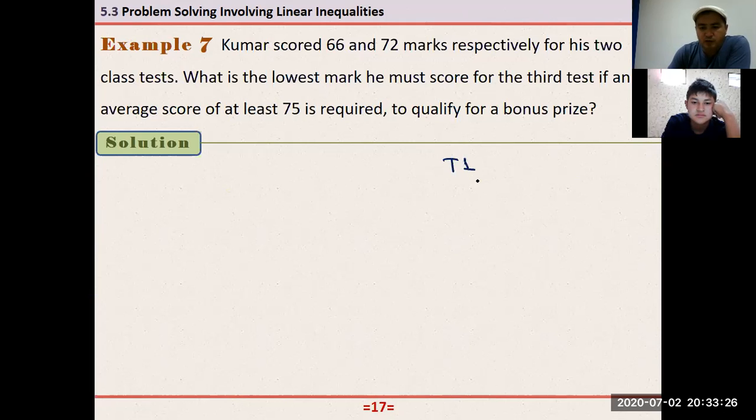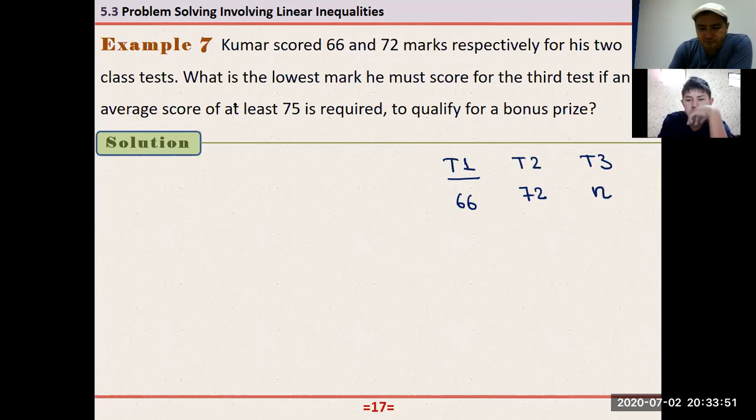Mana bu test 1. Let's say he actually took 2 tests. This is test 1 and test 2. And here we have he's going to take the 3rd test. In test 1, he scored 66 marks. In the 2nd test, he scored 72 marks. In the 3rd test, how much did he get? We don't know. Let's say it is M.